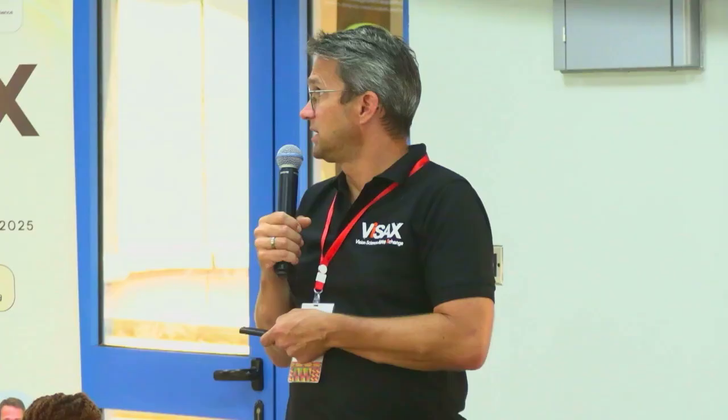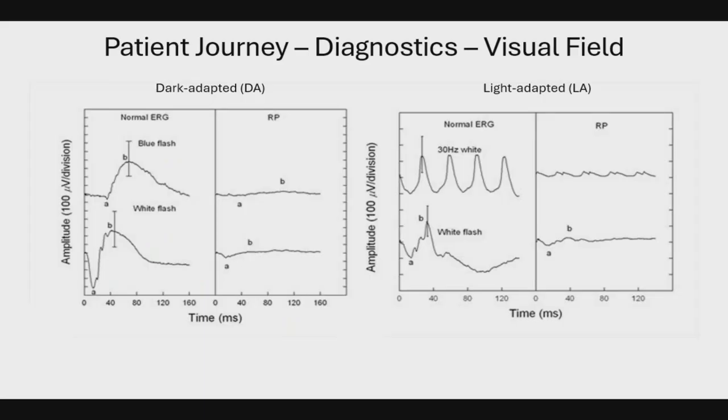And then also for the light adapted, for the 30 Hertz flicker, it is flat, and also the white flash is flat. So this can confirm the disease, also at a relatively early time. Sometimes people do not show these typical clinical signs.